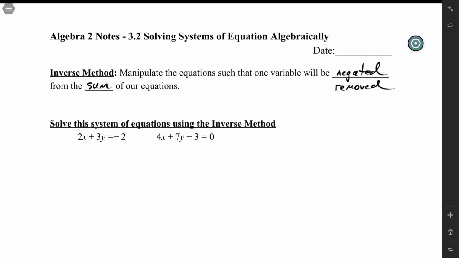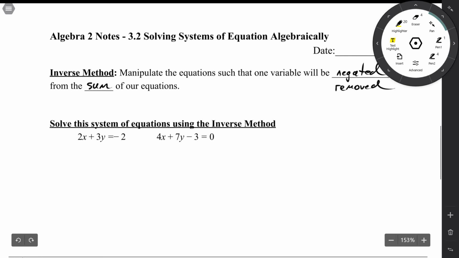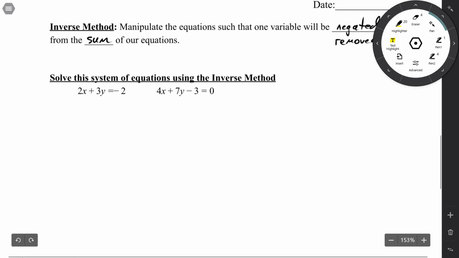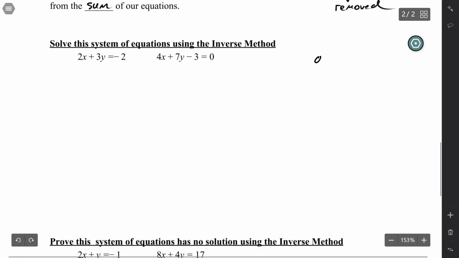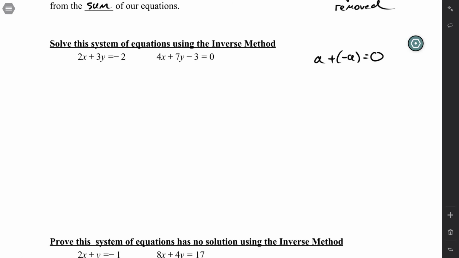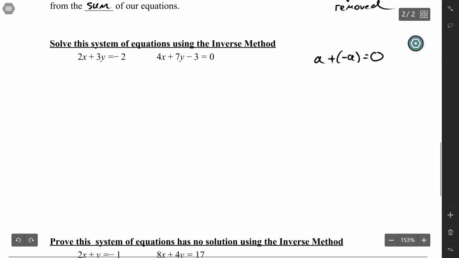So what we really want, if we remember what the inverse property actually means, it means that if we have some number a and we add the inverse of it, we'll get 0. So we're going to add both of these equations together across their equal sign. It'll make more sense as we're going through if this doesn't make sense already.